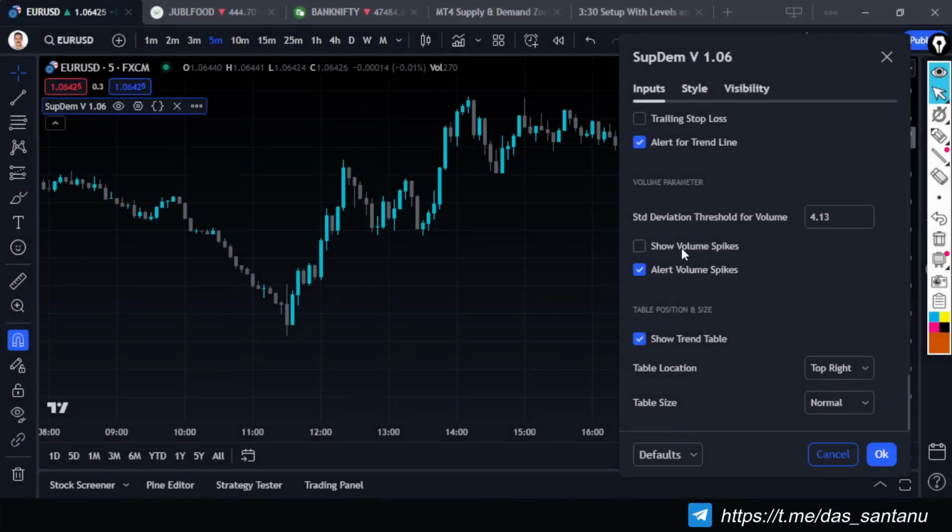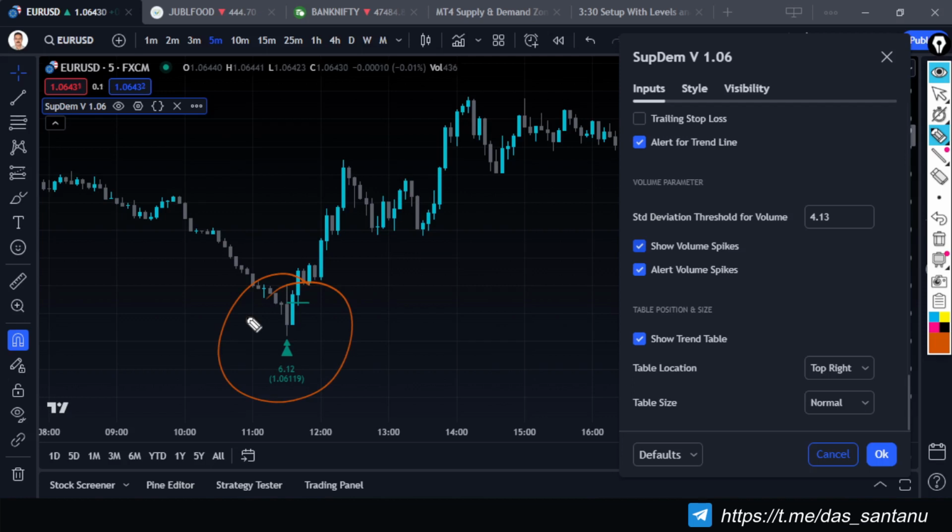Now we are coming back to the settings again and enabling the volume spikes. Once we enable the volume spikes, you can see volume spike arrows showing up in the candle. It takes some time to load the volume spike and show the approximate price where the volume spike has taken place.